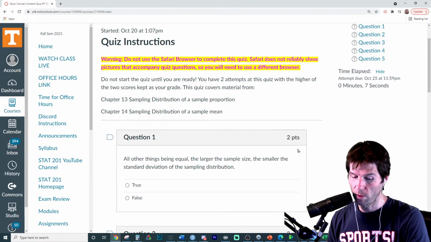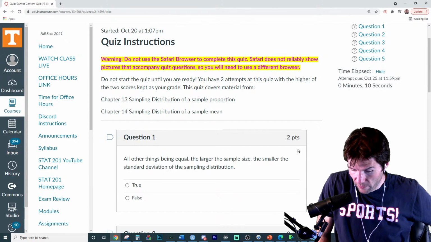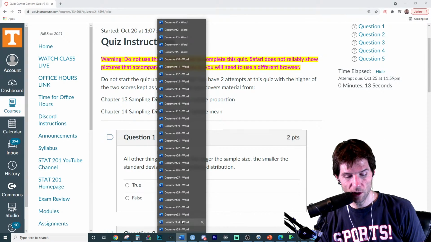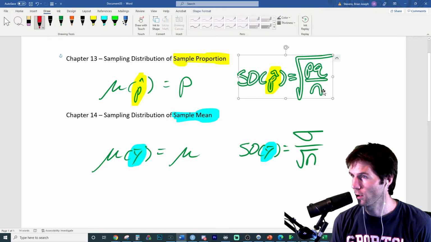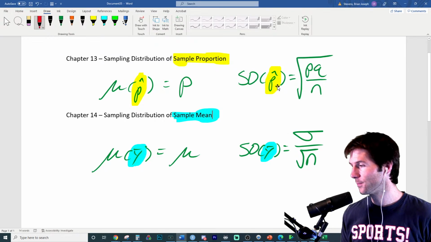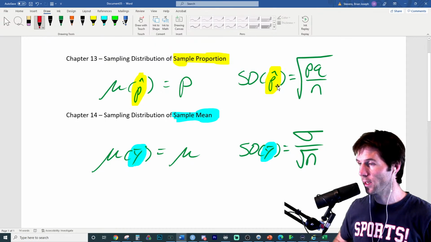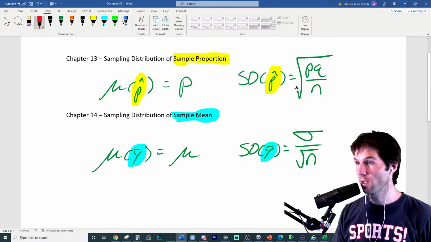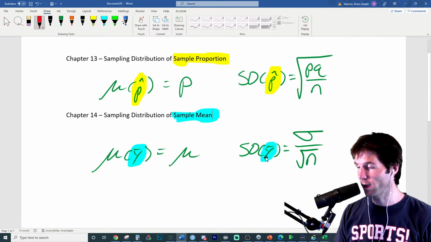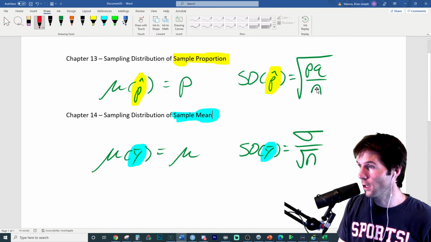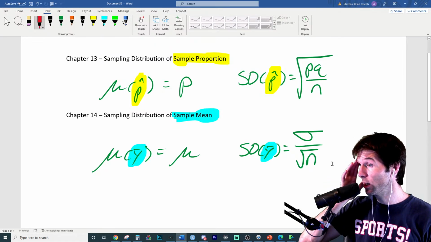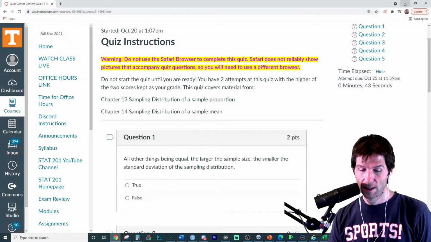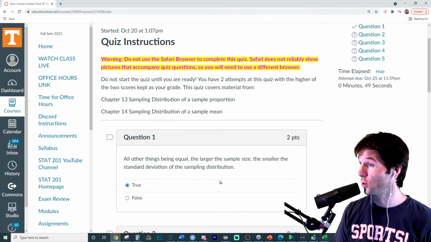All other things being equal, the larger the sample size, the smaller the standard deviation of the sampling distribution. What do you notice with these equations? That if sample size gets larger, what will happen to the standard deviation? Just think where sample size is at. It's in the denominator of these equations. So if the sample size gets larger for either of these, all else being equal, we're not changing anything, it'll get smaller. Exactly. So is this a true statement? All other things being equal, the larger the sample size, the smaller the standard deviation of the sampling distribution. That is super duper true.